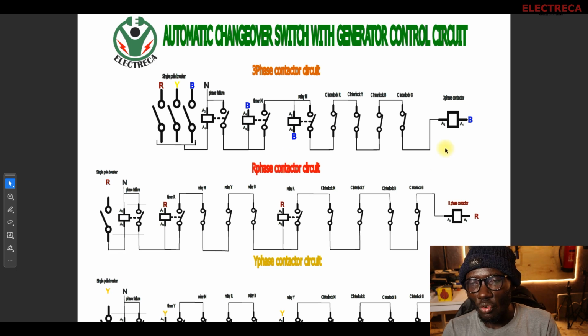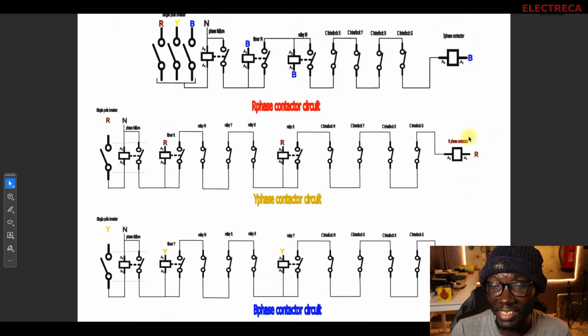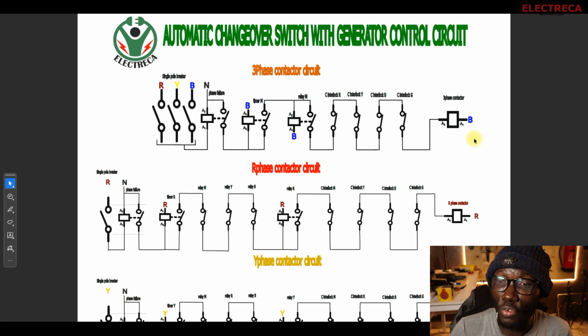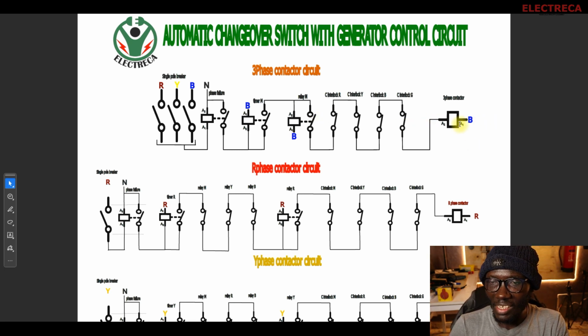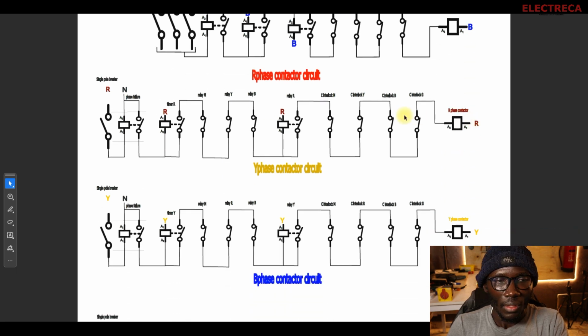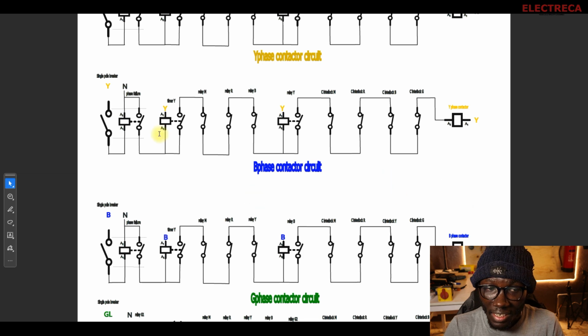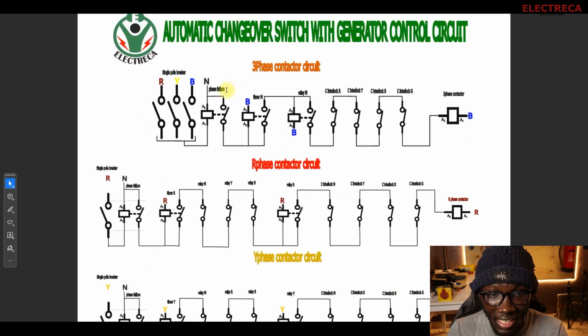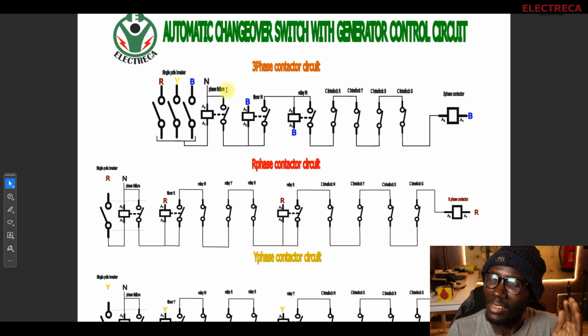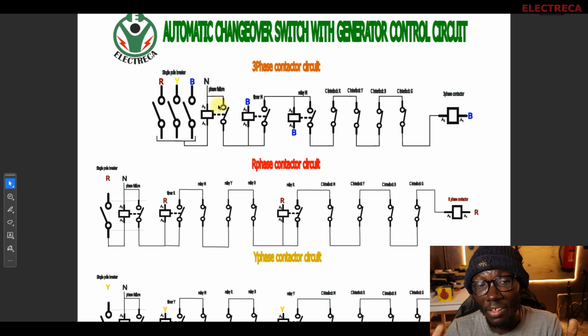If you look at where I've put B's, where you would have connected your neutral, I've connected a phase. In the 3-phase circuit, this is B, the blue phase; this is R, the red phase; this is yellow; this is blue; and this is GL. This is entirely neutral. The phase wire ends at the phase failure relay only once I supply it in its normal order. After the phase failure, the rest I run neutral.